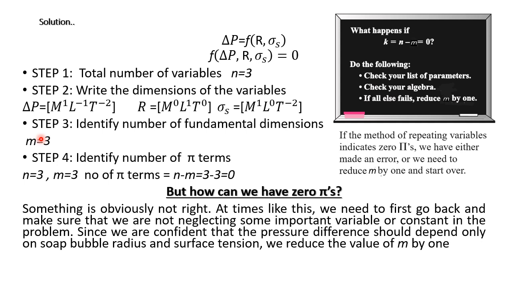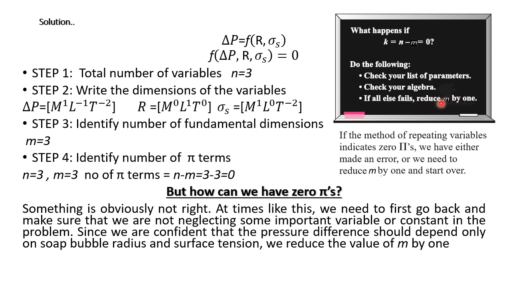Okay, so now the number of pi terms is equal to n minus m, that is 3 minus 3, is equal to 0. But how can we have 0 pi's? Something is obviously not right. In that case, when the number of pi is equal to 0, you check your list of parameters and check your algebra. If everything is right, then you just reduce m by 1.